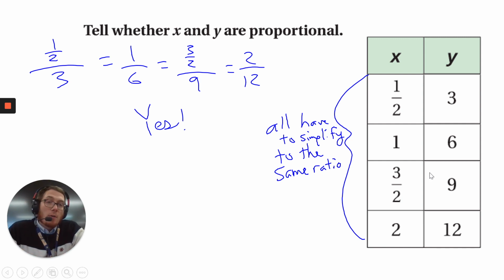Another option, you could cross multiply and see if they match up. The trouble is, if you see that one doesn't match up, just prove that that one doesn't match, and then you can move on. All it takes is one number off, and then x and y would not be proportional. But simplifying is an easy way to show it. Again, you have to explain yourself. Don't just write yes. Don't just write no. Make sure you explain what you're doing in these questions.